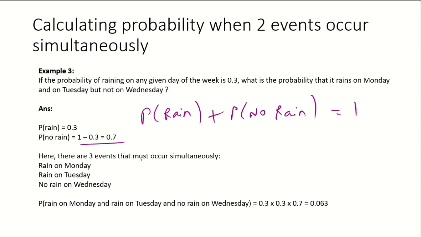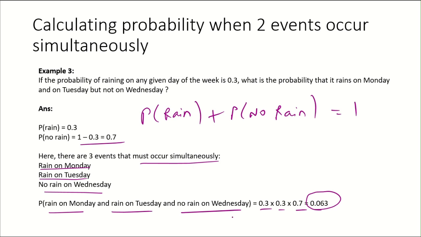Now, here there are 3 events that must occur simultaneously, right? So the 3 events are that it rains on Monday, that it rains on Tuesday, and that it does not rain on Wednesday. So the probability of rain on Monday, rain on Tuesday, and no rain on Wednesday is 0.3 times 0.3 times 0.7, which is this. So basically all 3 events must occur simultaneously. And again, notice that this number is much smaller than 0.3 or 0.7, which makes sense.